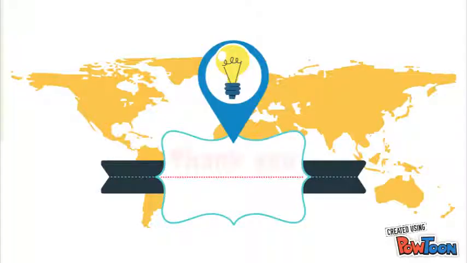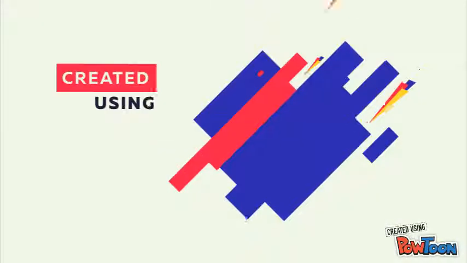boiling points. Ionic bonds are not volatile. Thank you for watching. Created using Powtoon.